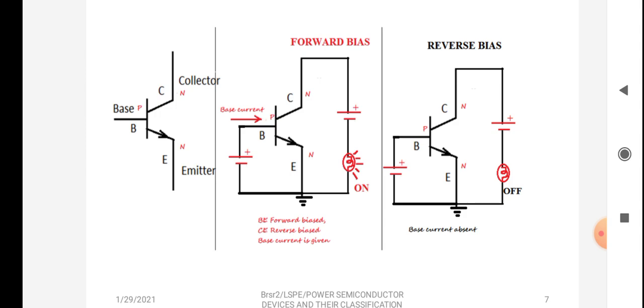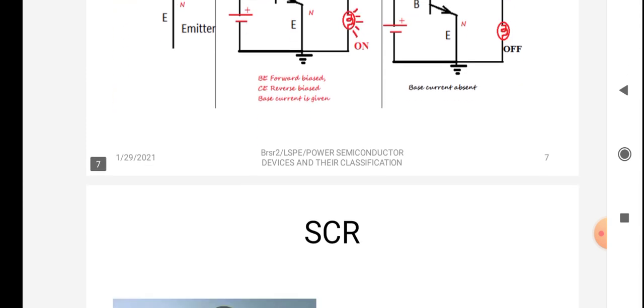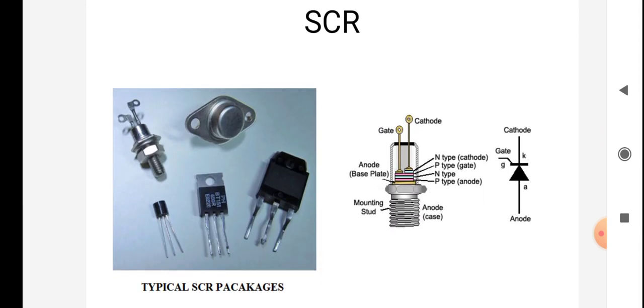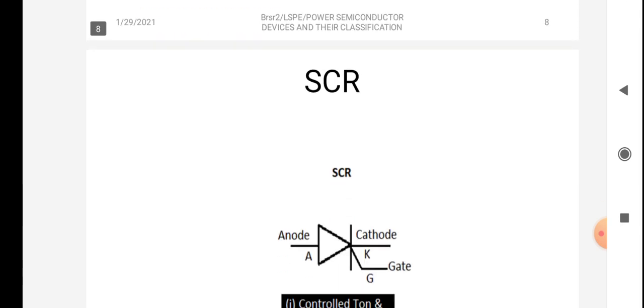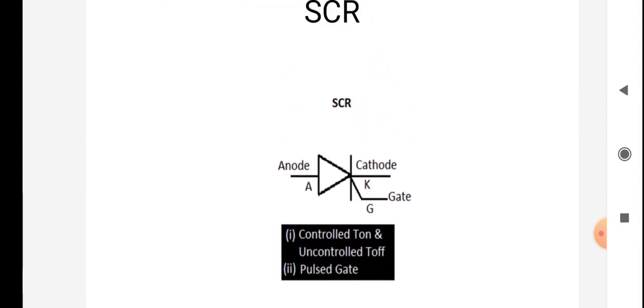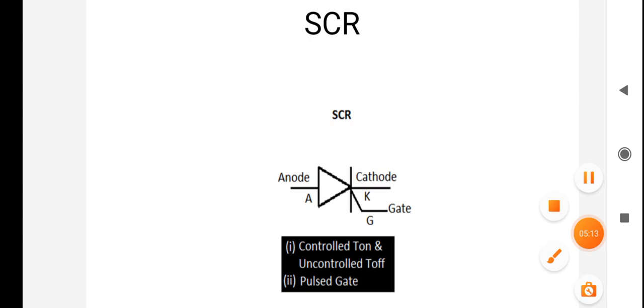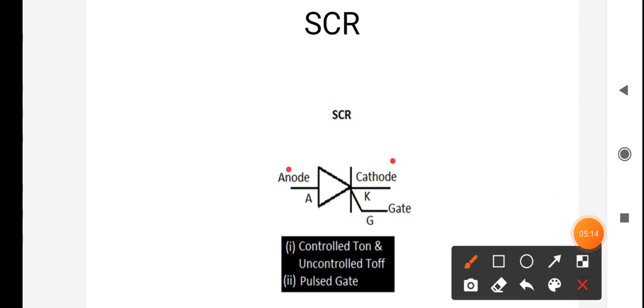Give the base current, the device is on. Remove the base current, the device is off. So we have a control over the operation of the device. The third device is the SCR. SCR will look like this. It's a 3-terminal device. The terminals are anode, cathode and the gate.